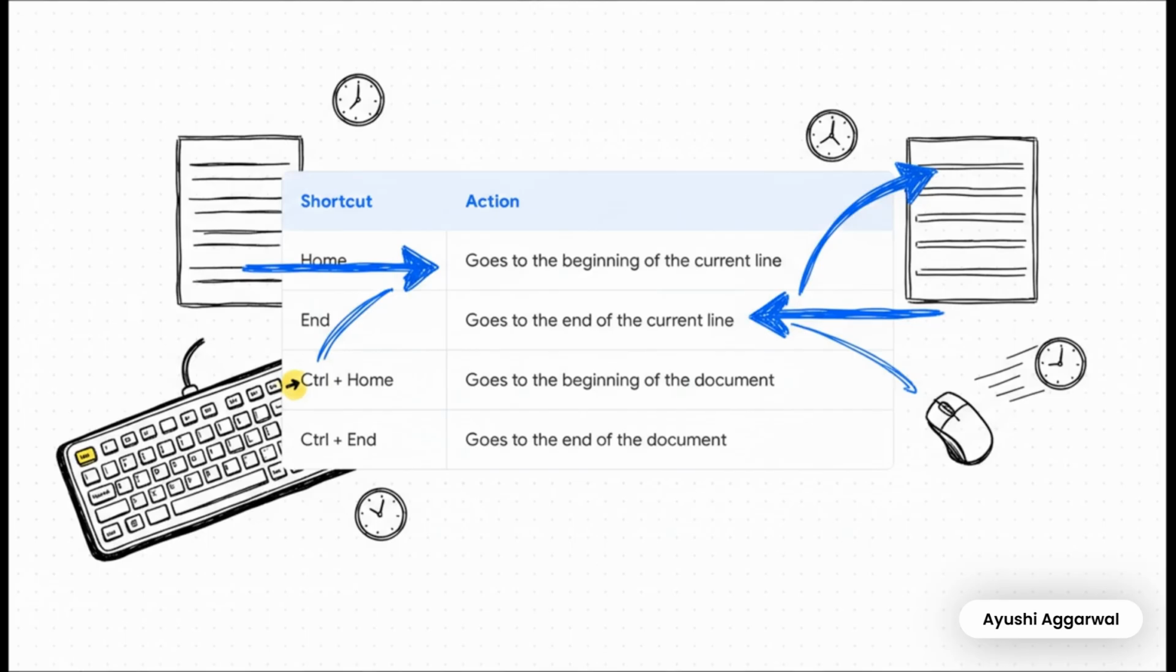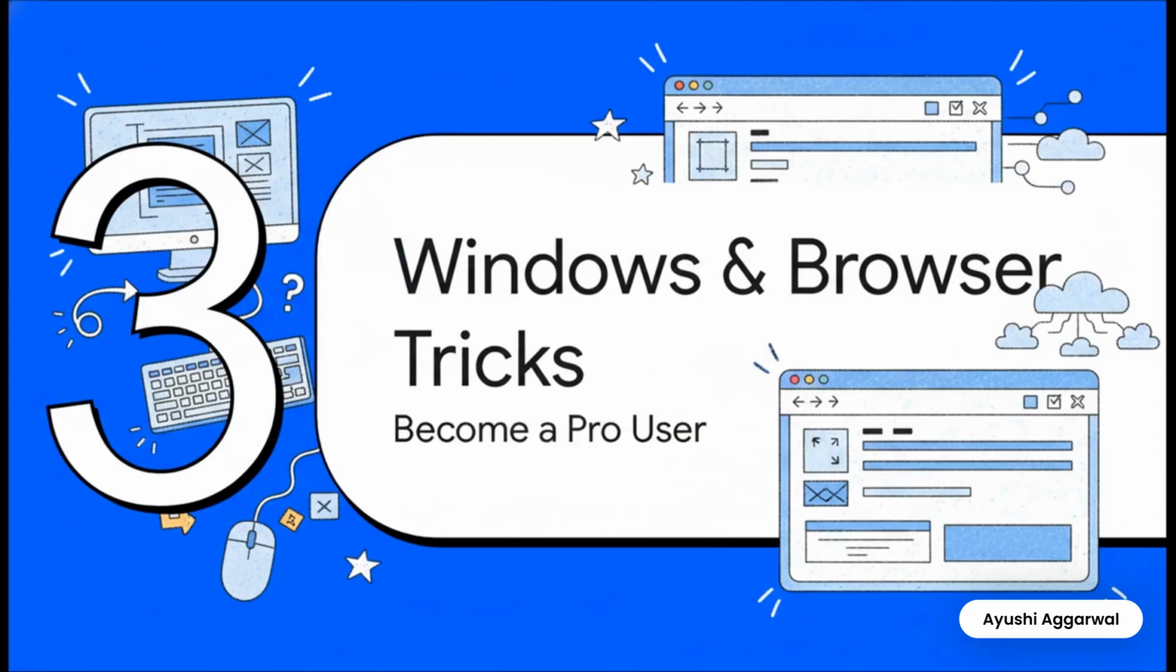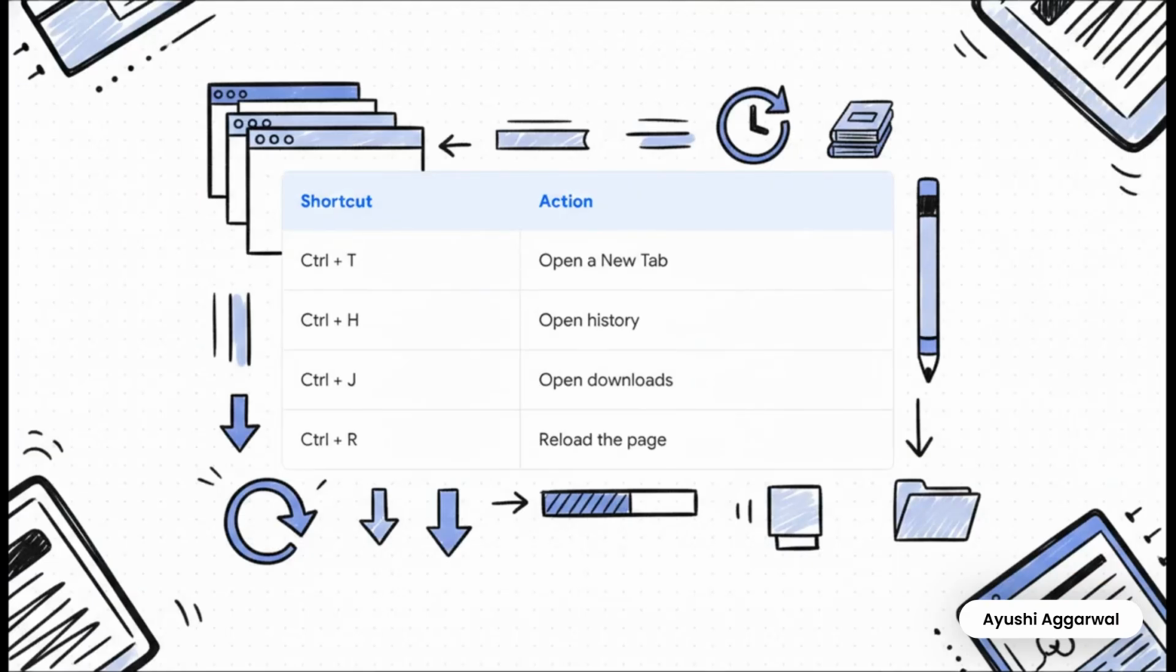Control and N takes you all the way to the bottom. It's a game changer. Okay, we're done with just documents. It's time to take control of your whole computer. We're talking about Windows itself and your internet browser. These tricks are what separate the beginners from the pros. Let's get into it. If you spend any time doing research online for projects, these are for you.